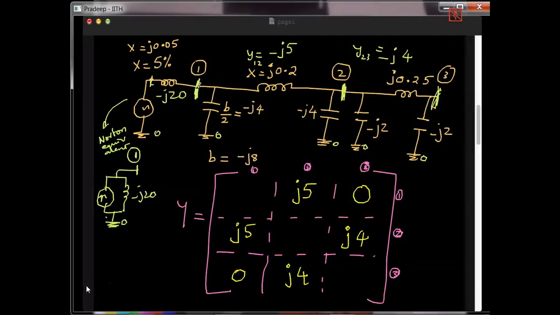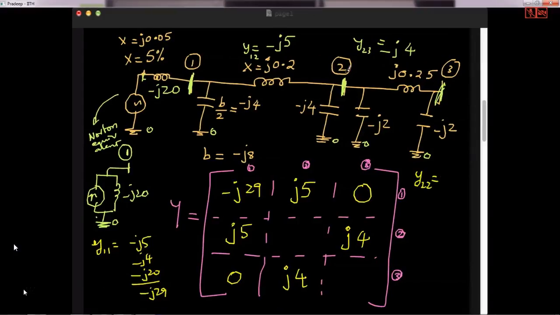So minus J4 and minus J20 are adding here. So what you will have is Y11 equal to minus J5, which is addition of these two elements, then minus J4, and then minus J. So Y22, there are two elements linking to the ground. So it will become minus J4 and minus J2. So total will become minus J6.